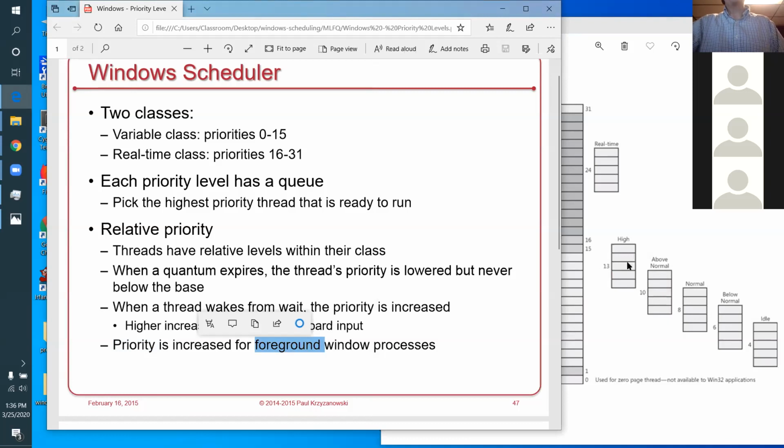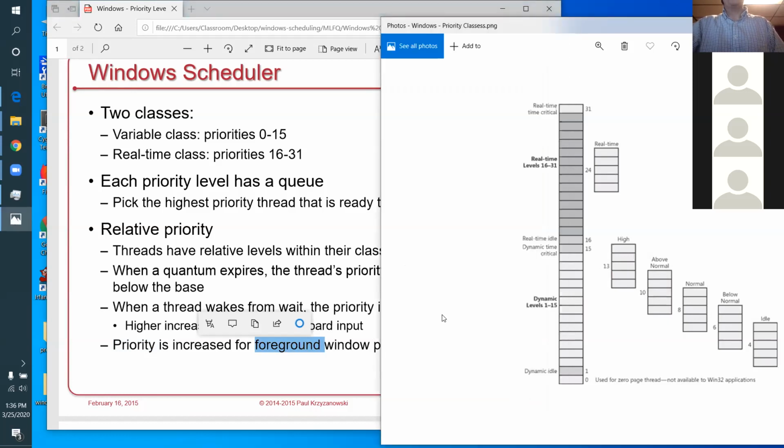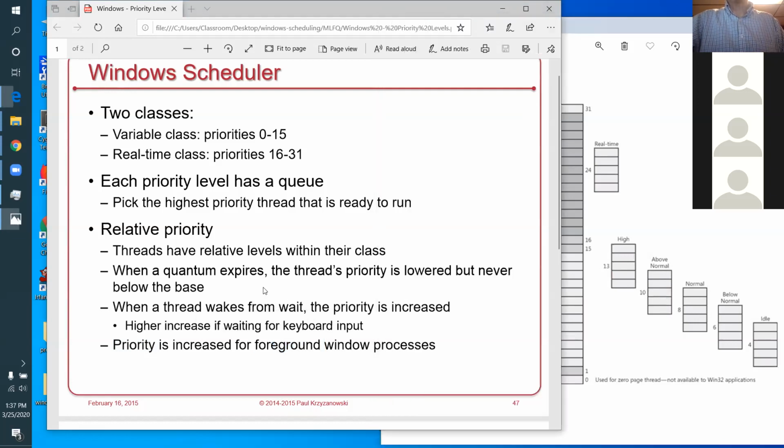My understanding is also the time quantum is also increased. So maybe both are increased. So maybe if you become the front window, you jump to the highest priority, but I know that you also get a longer time quantum. Okay. So it could be that you do both. He says here priority is increased for foreground processes. And my understanding was only the time quantum is increased, but maybe it's both. Okay. But notice that those are all interesting ideas.